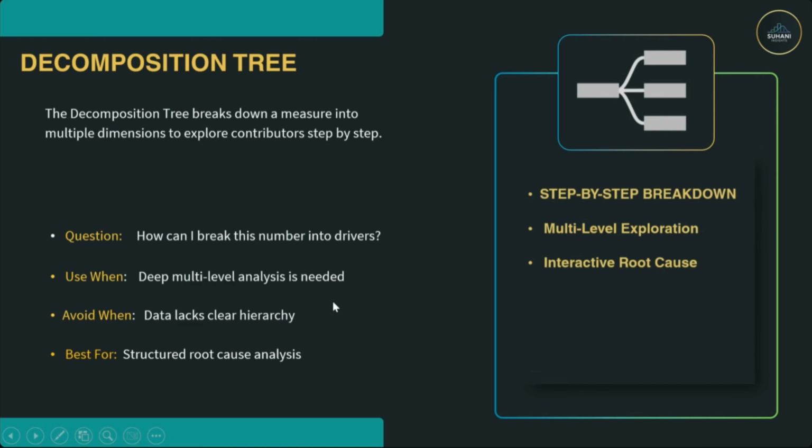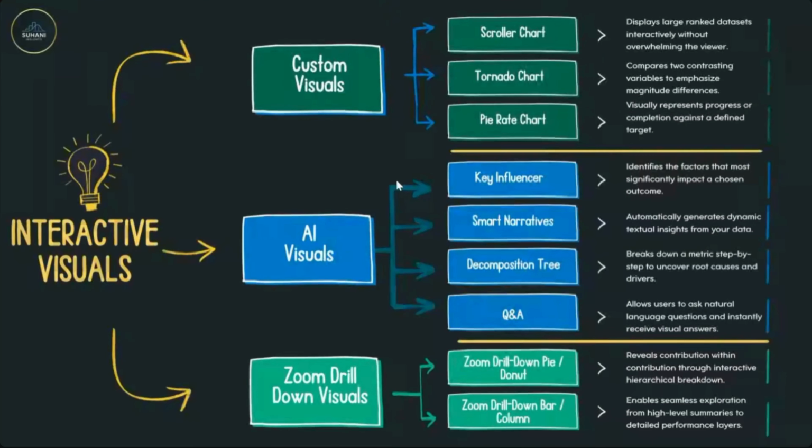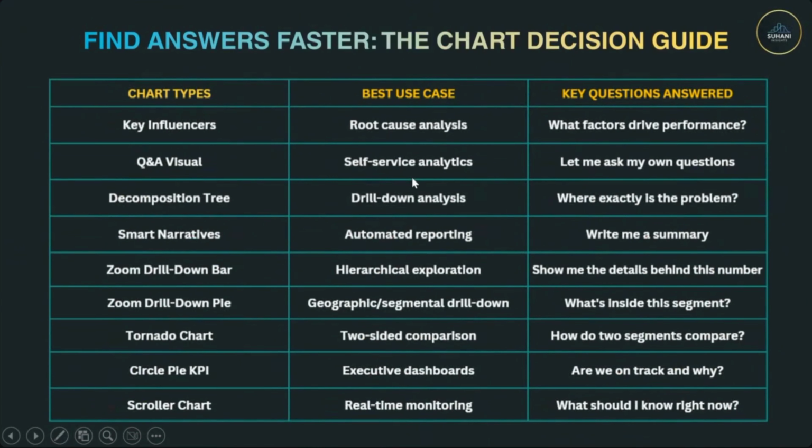Next is the summary, which is like key influencers. It is the chart we best go for in root cause analysis, and the question behind it is what factors drive performance. In this way I've made a chart which you can use for your next dashboard.